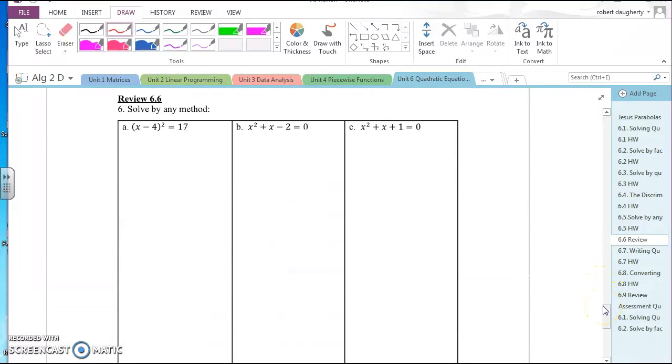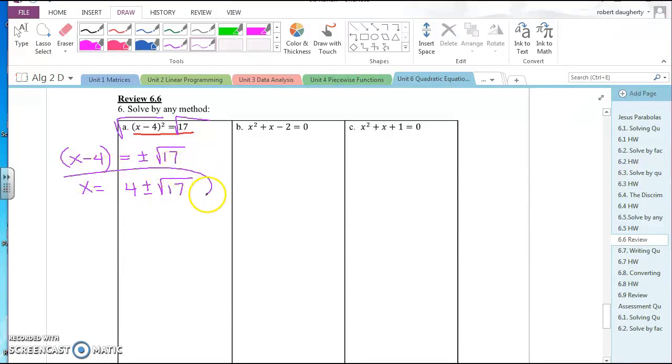Let's move on. I'll do the next page while I'm here. Solve by any method. So you get to decide which method. This one is just begging you to solve by taking square roots because you've got something squared on both sides. So if I take the square root of both sides of this equation, I will get x minus 4 equal plus or minus the square root of 17. So x is equal to 4 plus or minus square root 17. That's my answer there.